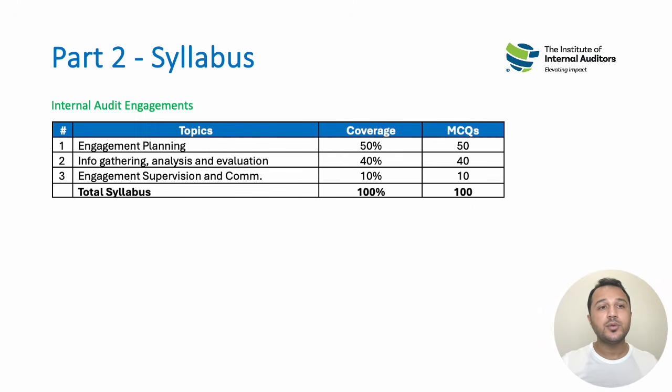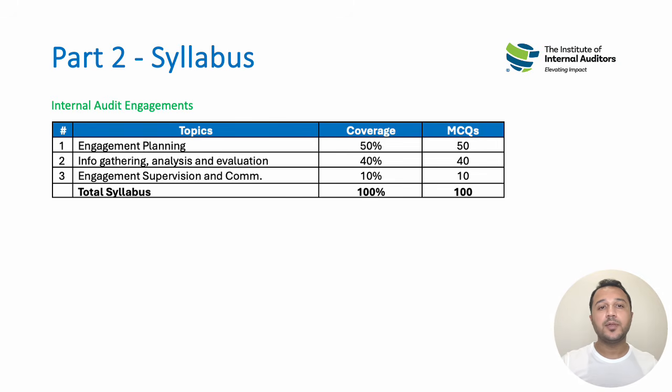So in the CIA Part 2 syllabus, as per the IIA, it is not very elaborate in overall summary. It comprises three main areas. Basically, this is what we call the audit cycle: engagement planning, how you plan your audit engagement, information gathering, analysis and evaluation, and supervision and communication. So basically, it covers the entire audit cycle. But as I have told you, we cannot carry out an audit engagement until we know some basics about the businesses. So in this part, they go into detail to talk about business concepts as well.